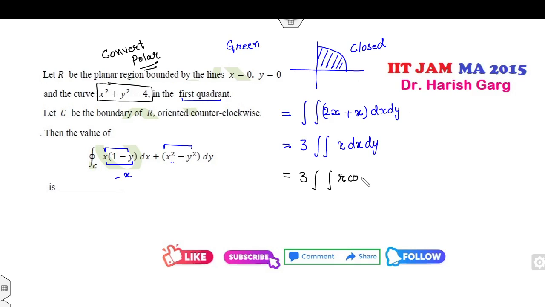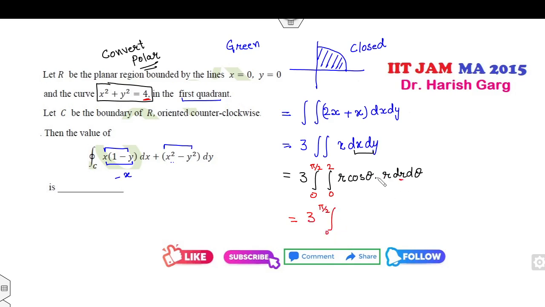So it's r cos theta times r dr, because dx dy is this. So what are the limits? Clearly say it's the radius. What is the radius? It is 2. The angle in the first quadrant is 0 to pi by 2. So now I can take the integration.